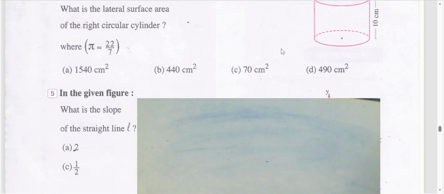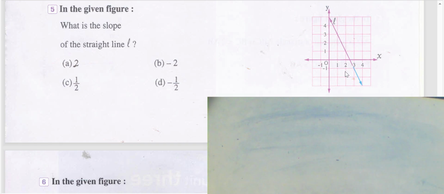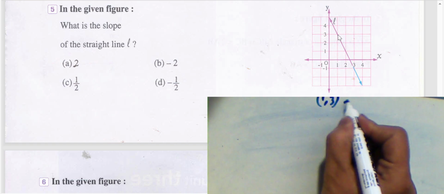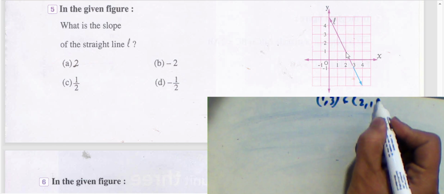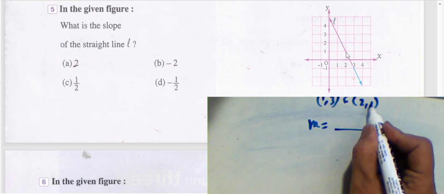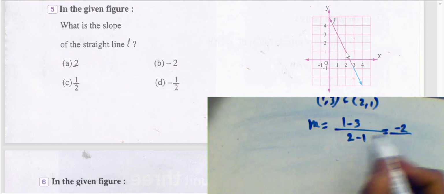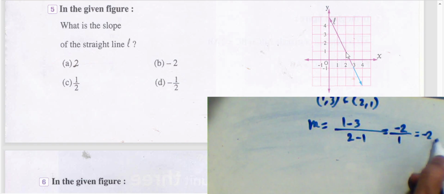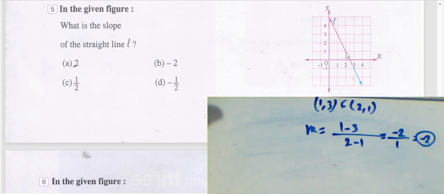Next question. What is the slope? We can choose two points like this. Choose this point 1 and 3, and the other point 2 and 1. And the slope equals, write 1 minus 3 over 2 minus 1. 1 minus 3 is negative 2. 2 minus 1 is 1. The result will be negative 2. And the slope will be negative 2.